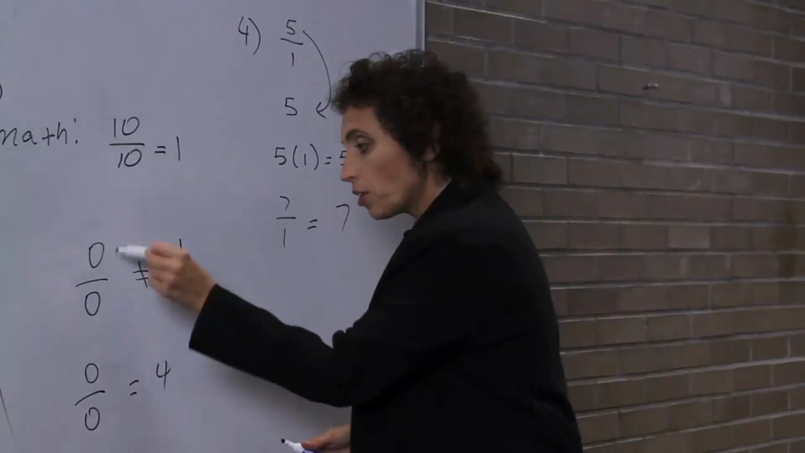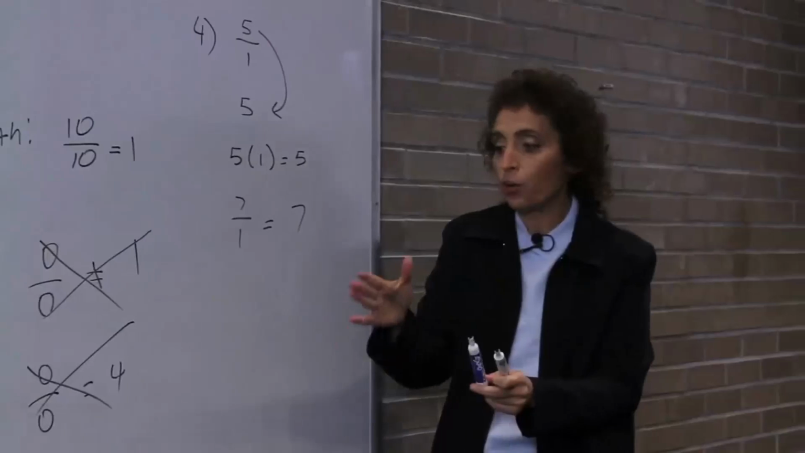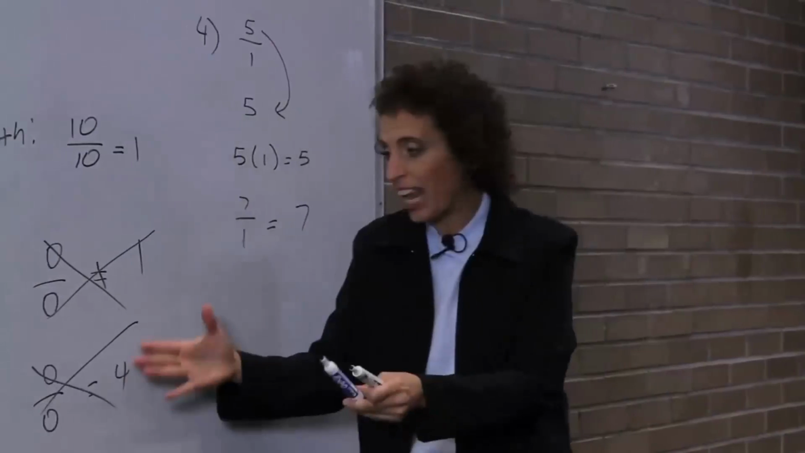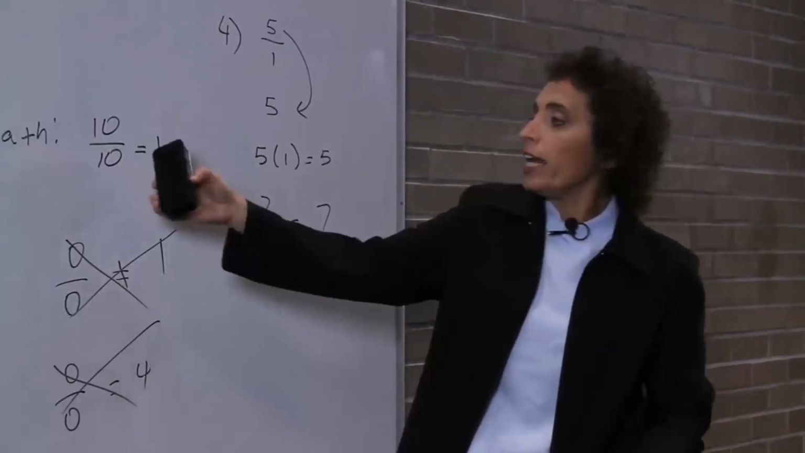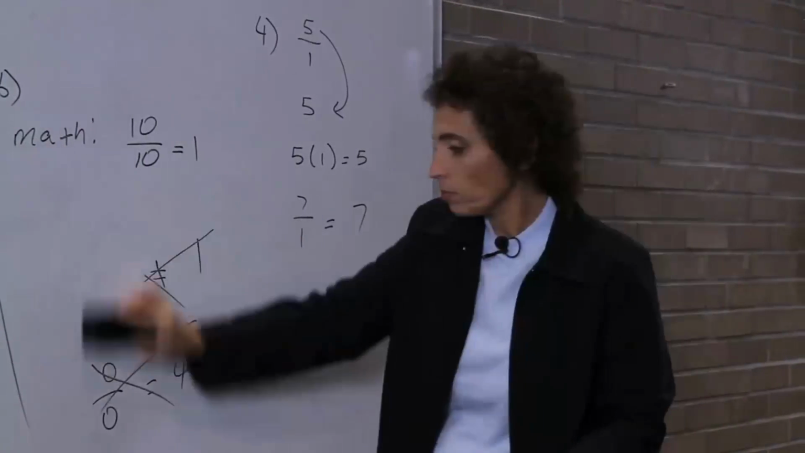So this 0 divided by 0 is not 1. 0 divided by 0 is called indeterminate. We cannot determine the answer because I could put any number there and it would work. So any non-zero number divided by itself will give you 1.